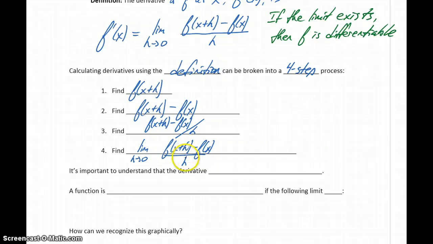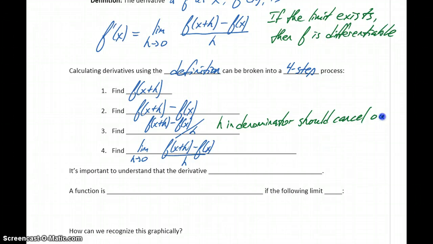So these are similar to problems we looked at when we were doing limit problems. We can't take the limit of this function using direct substitution because we get a 0 in the denominator. So at the end of this third step, the h in the denominator should cancel. So that when we get to this last step of taking the limit of that function, through all of our simplifications and cancellations, we'll have a limit that we can evaluate through direct substitution.